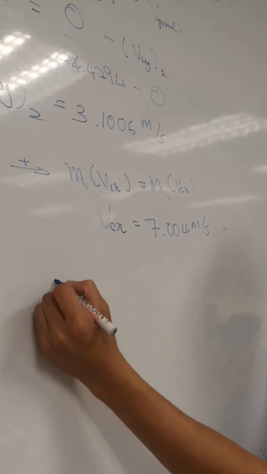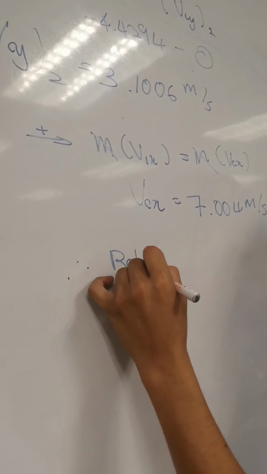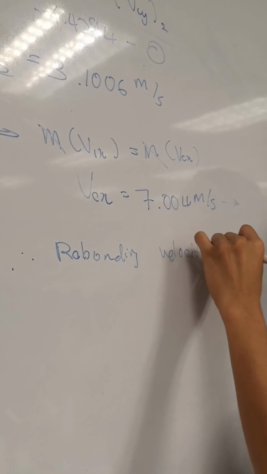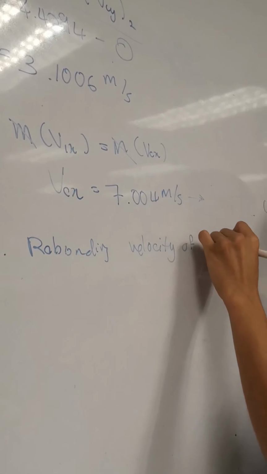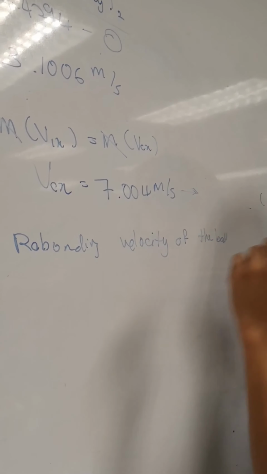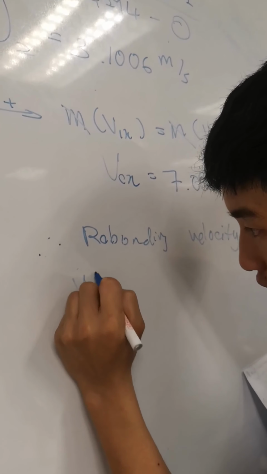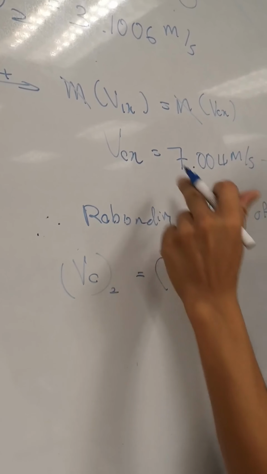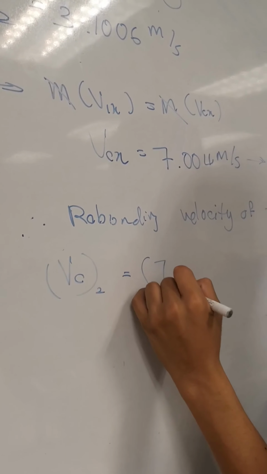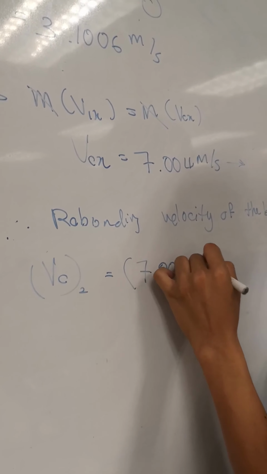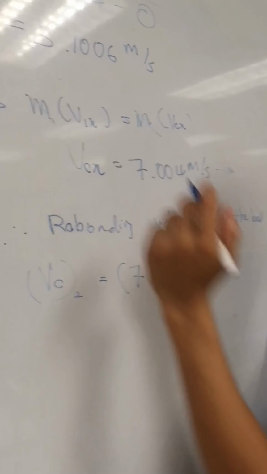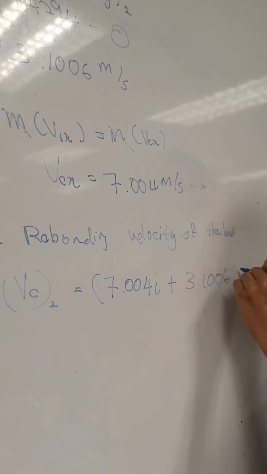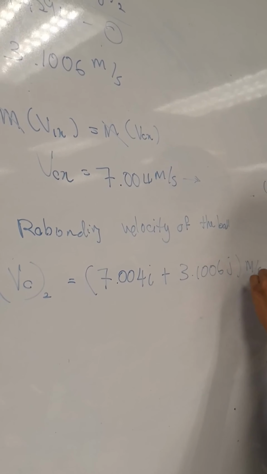Therefore, the rebounding velocity of the ball is Vc2, which is equal to Vcx i, where it is 7.004 i, plus Vcy2 j, which is 3.1006 j meter per second.